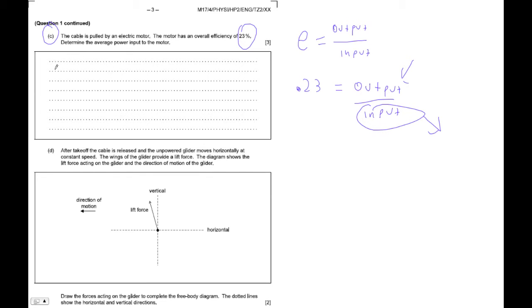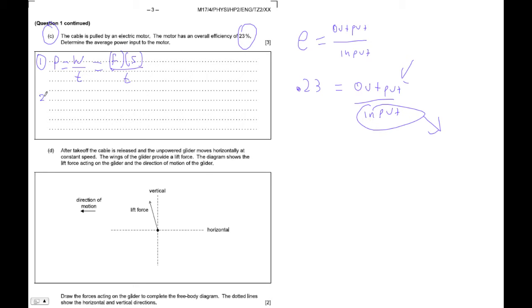Power is work divided by time, or energy divided by time. The work could be the force that you calculated in part B, times the distance you calculated in part A, divided by the time that they give you. That's one way to do it.